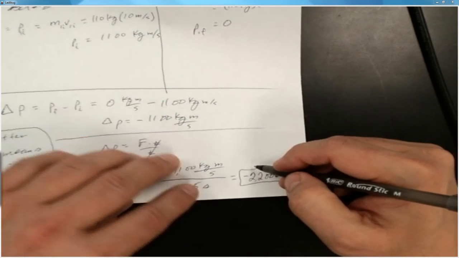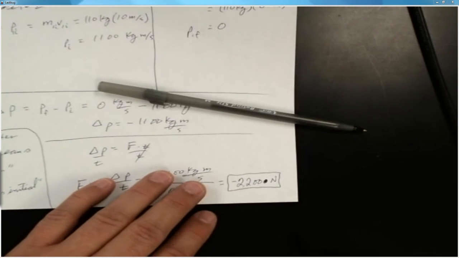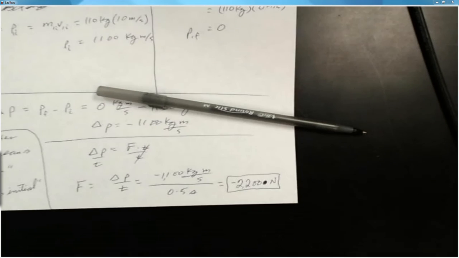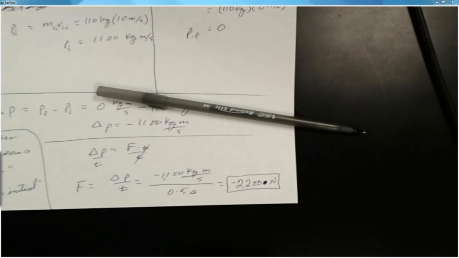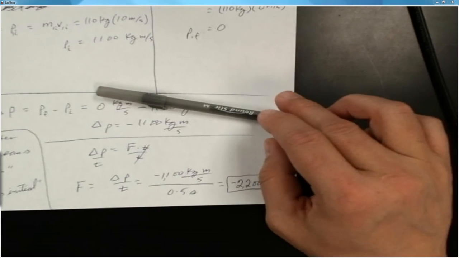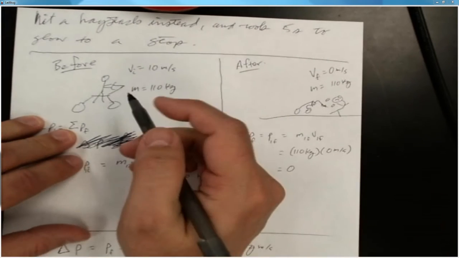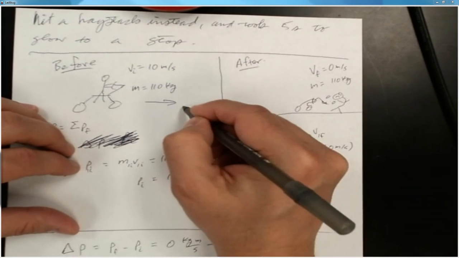But what does the negative mean? So let's think about that. The negative means that the force is going in the negative direction. So if you drive towards the brick wall and you're driving in the positive direction, then what's the negative direction? Well, that's the direction opposite your movement.